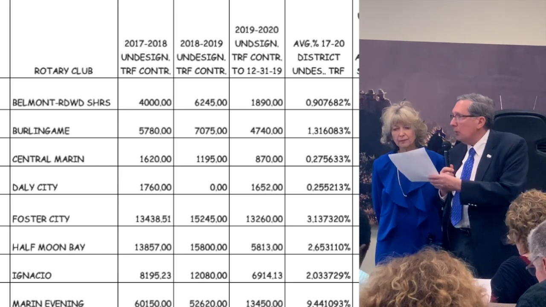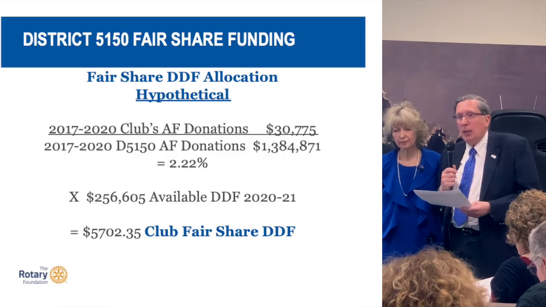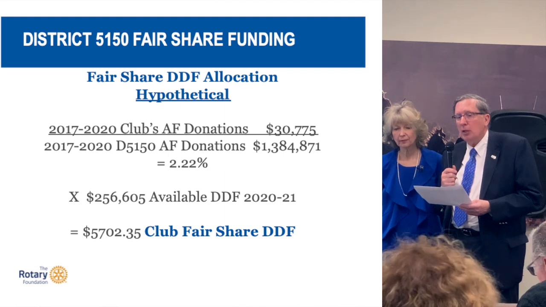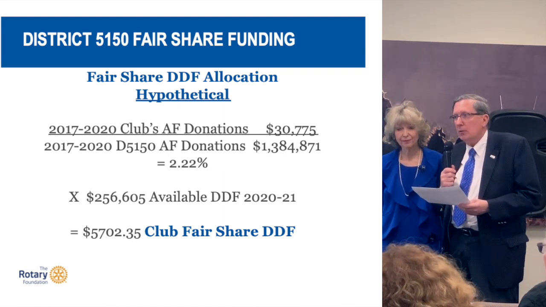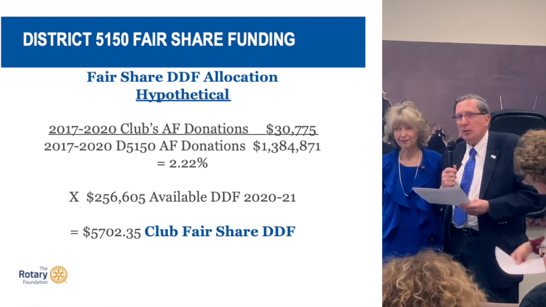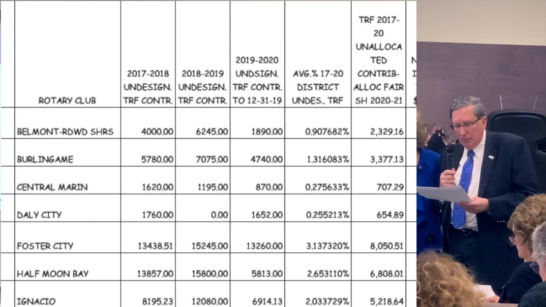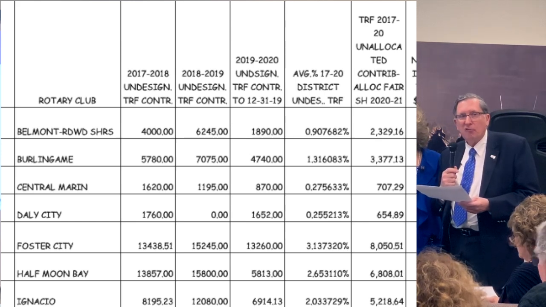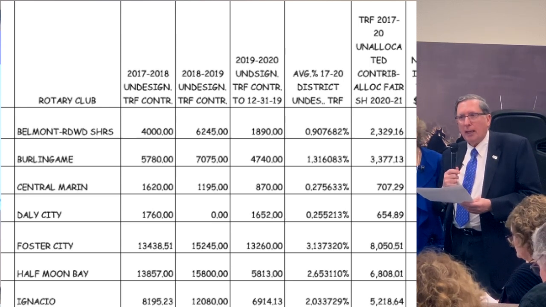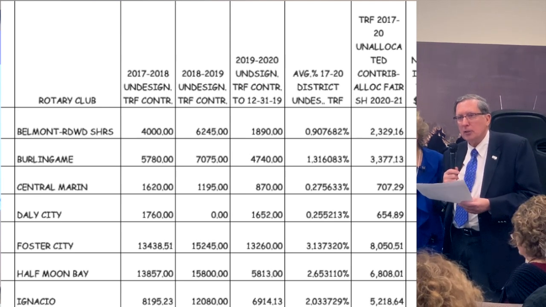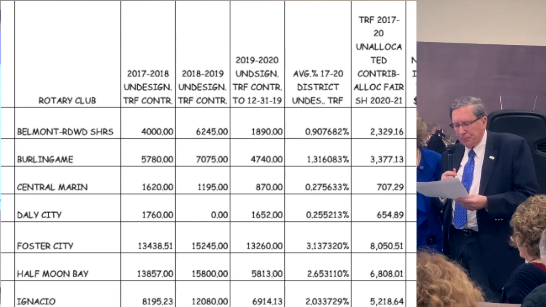But the way the process works, and the way the prior slide showed, is that you add together all of what you have contributed to the annual fund share for those 3 years. You then compare that to the total for the district, and that gives you a percentage. That's in the fifth column of numbers, and that's the total DDF that your club has available for the year. Now, if you're a new club, we actually will allocate some DDF to that, and that comes from a different source. It's not coming directly out of this DDF.